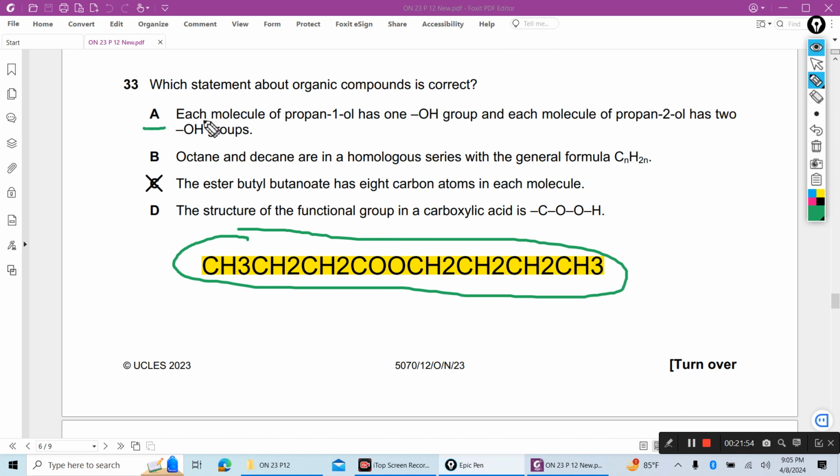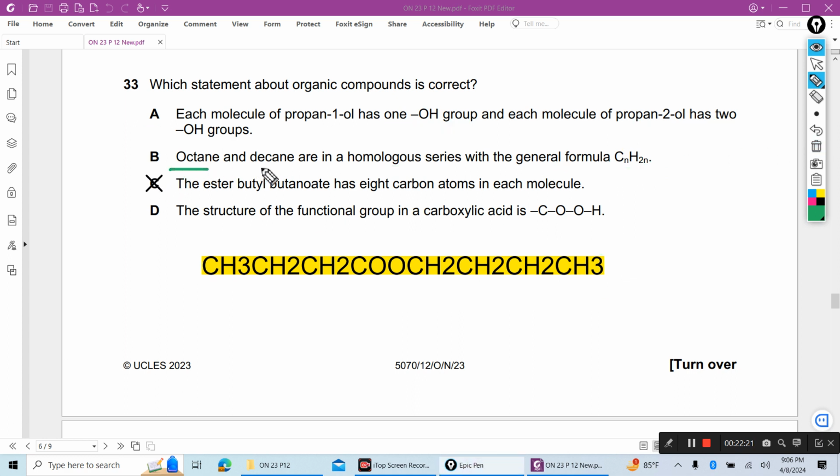Why is A wrong? Each molecule of propan-1-ol has one OH group and each molecule of propan-2-ol has 2 OH groups. No, propan-2-ol also has one OH group, not 2. This is wrong. Octane and decane are in the homologous series with the general formula CnH2n. No, octane and decane are alkanes, so their general formula is CnH2n+2. CnH2n is the alkene.